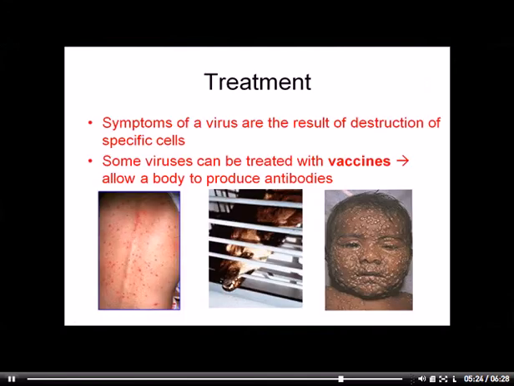To treat viral infections, people are exposed to vaccines. These vaccines will allow our body to produce antibodies. In grade 12 biology, we'll learn more about the immune system and how our body produces antibodies that either remain in your body for the remainder of your life or for a shorter period of time, requiring a booster shot.